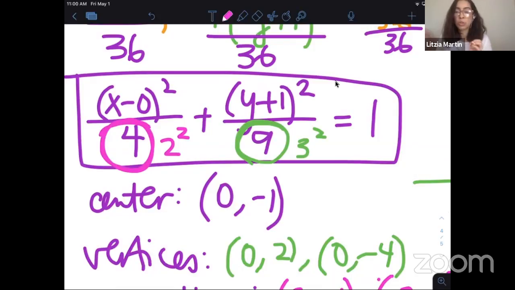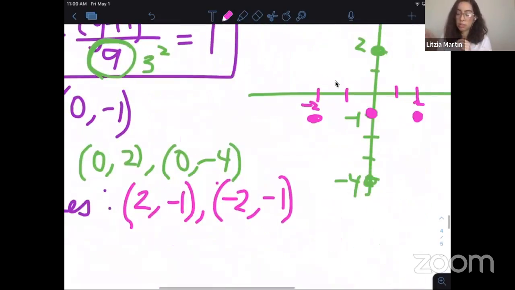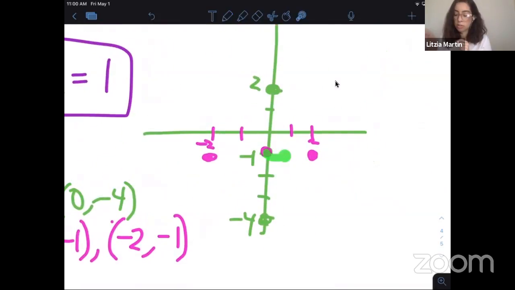4 is the same thing as 2 squared, and it's underneath the x term. So that means from the center, x is left and right. You're going to go 2 to the left and 2 to the right. And so I just counted out 1, 2. There's that point. 1, 2. There's the other point. And then you just look at the coordinates of that point.